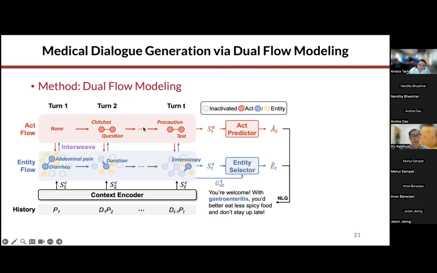And the output of these two flows is then sent to the predictor and the selector to predict the actions and the entities. And this information is then sent to the NLG to predict the next responses.